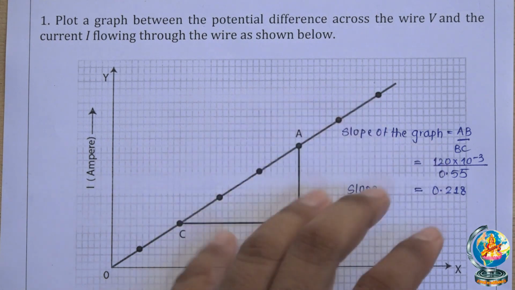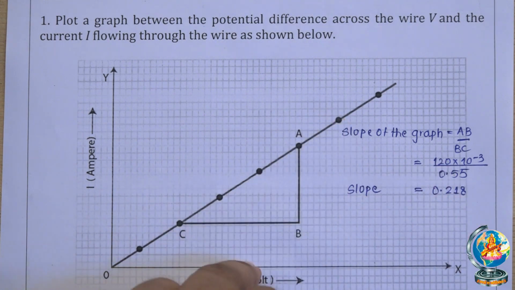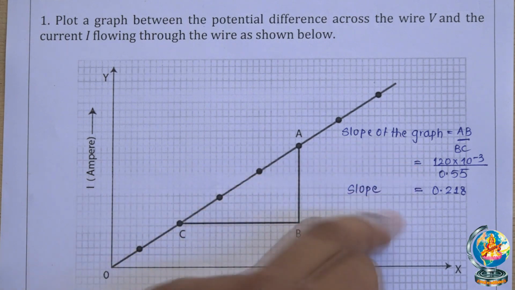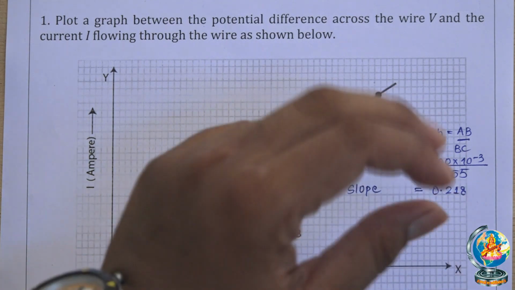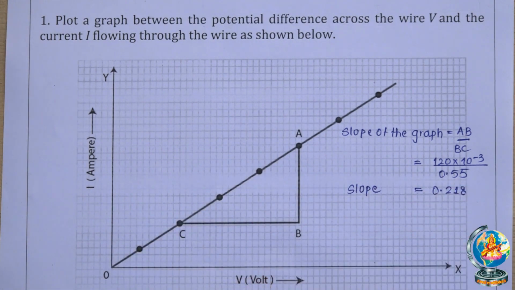So to get the final answer for resistance, you need to do 1 upon 0.218, because the slope is I by V and we need V by I. For getting V by I, I need to take 1 upon 0.218, that is, I need to take the reciprocal of this slope in order to get the resistance. Is this clear? Fine.